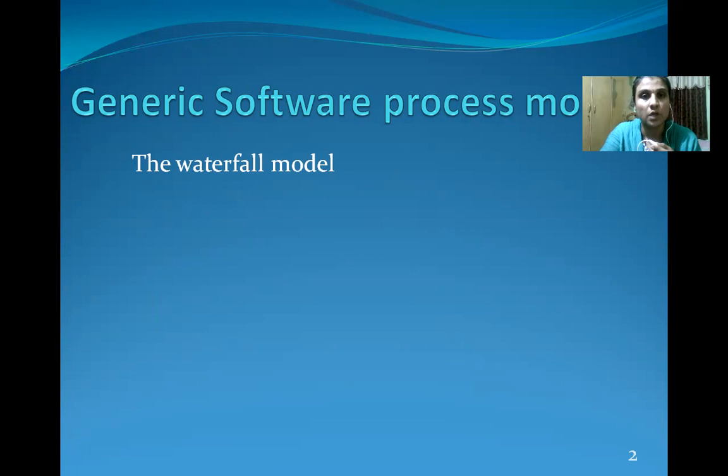In this waterfall model, they will follow several activities to develop the software product. Basically we follow several phases. There are several phases present in the waterfall model. We will follow each and every phase, each and every activity, to develop the software product. In the waterfall model, we have requirement specification, design, implementation, testing, and maintenance. These are the 5 phases to be followed to develop the software product.